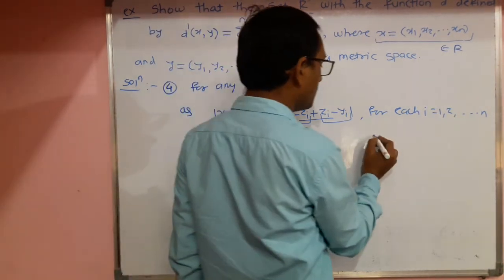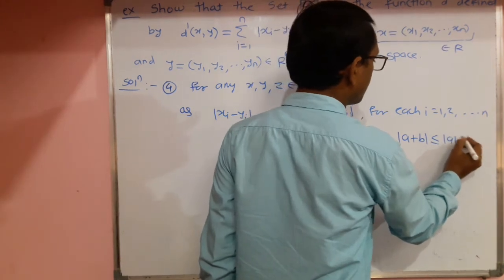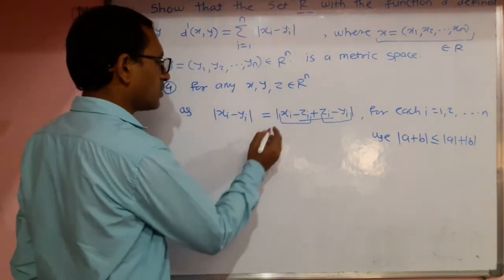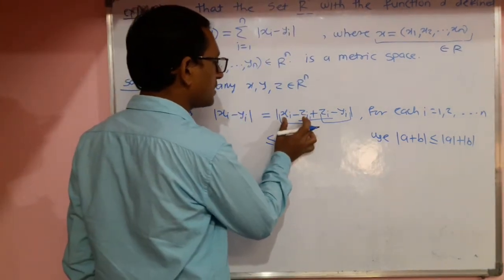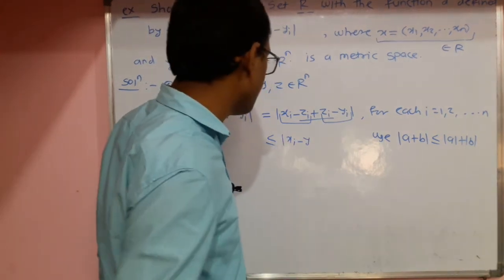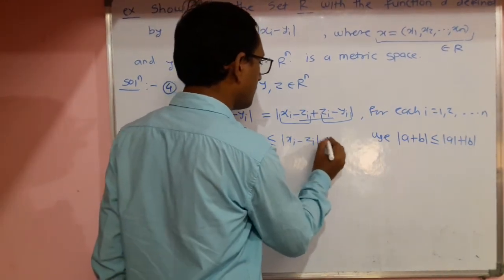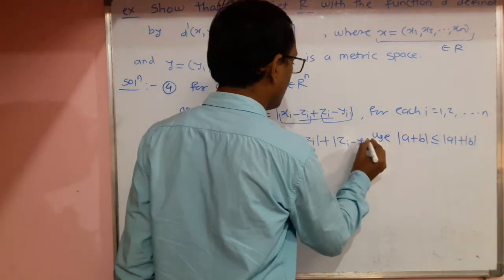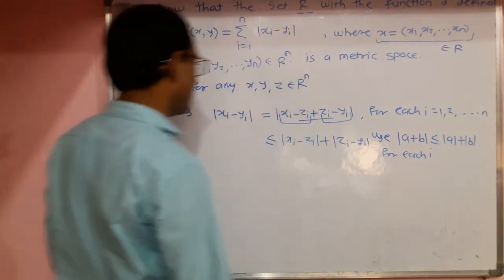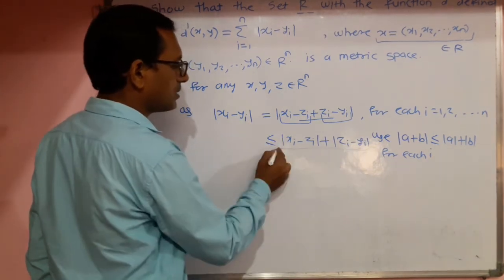Now I want to use one property, that mod of the sum of two real numbers is less than or equal to mod a plus mod b. So if a and b are real numbers, mod of a plus b is less than or equal to mod a plus mod b. So I use this here, which is less than or equal to mod of xi minus zi plus mod of zi minus yi, and this is for each i equal to 1 to n. So now we have this inequality: the left hand side is less than or equal to the right hand side.